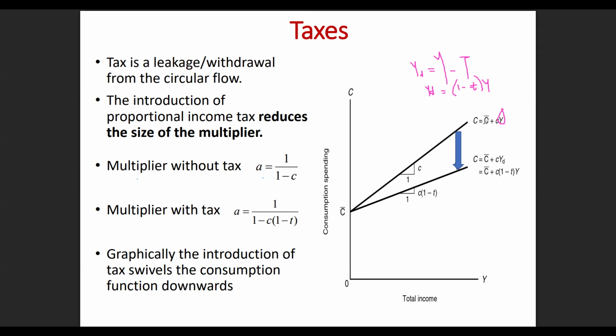So the equation changes now to C bar plus CYD, which can be written as C bar plus C into 1 minus T times Y. Right, so they use this one.